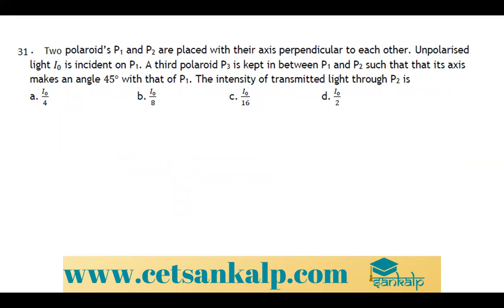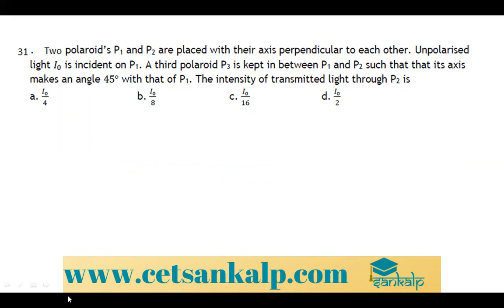Two Polaroids P1 and P2 are placed with their axes perpendicular to each other. Unpolarized light I0 is incident on P1. A third Polaroid is kept in between P1 and P2 such that its axis makes an angle of 45 degrees with that of P1. The intensity of the transmitted light through P2 is?